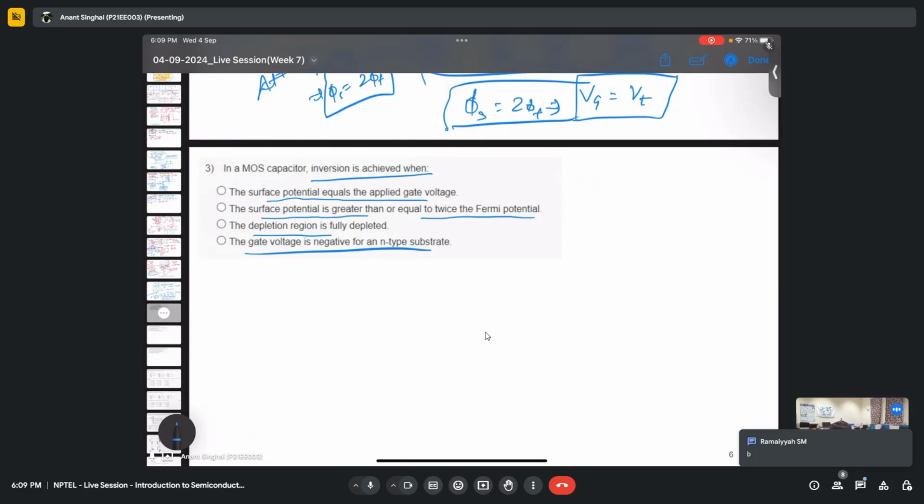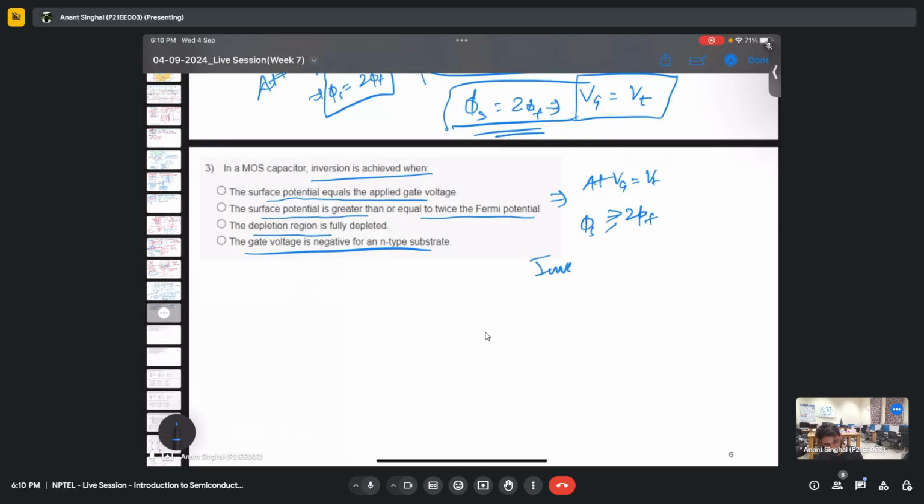So I've got one as B. So the inversion is achieved when the surface potential is greater. Yeah, so that is correct. We have just seen that at Vg equal to Vt, this is happening when the surface potential is greater than or equal to 2 phi f. We will always have the inversion. So option B will be correct. Is there any doubt in this? This is, I guess, simple, so we can move ahead. Shall we?